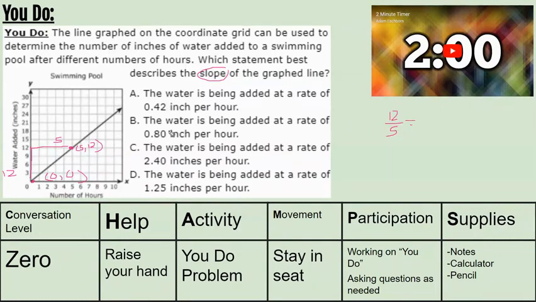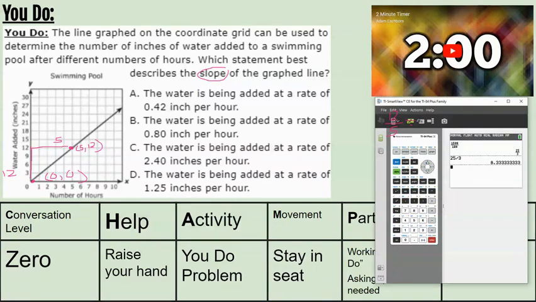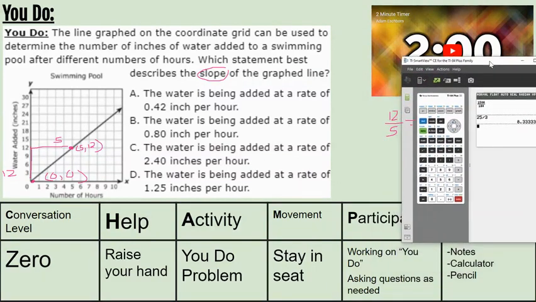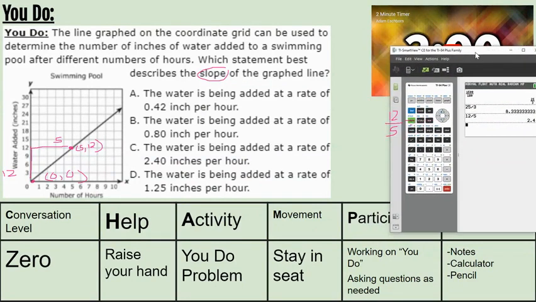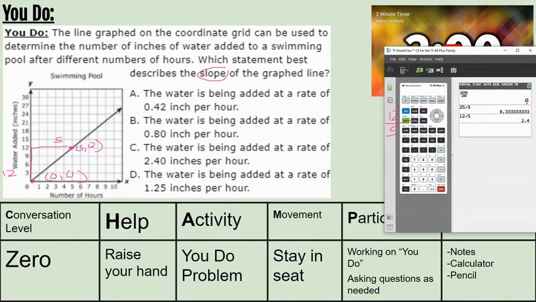And then I had to see what that is as a decimal because all my answer choices are in decimal format. So I'm going to grab my calculator and then I'm going to do 12 divided by 5, enter, and I'm going to get 2.4. Okay, so now I'm going to go and read each of these answer choices.